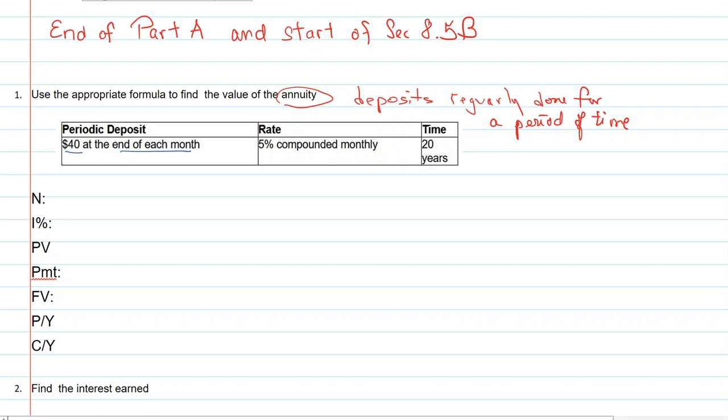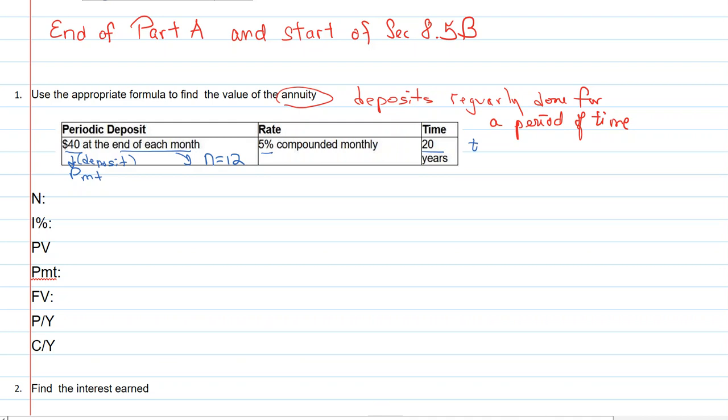$40 at the end of each month. So 40 is my payment, which are my deposits, for each month, and that means that N is 12, because there's 12 months in a year, at a rate of 5% compounded monthly for 20 years, and that's our T.